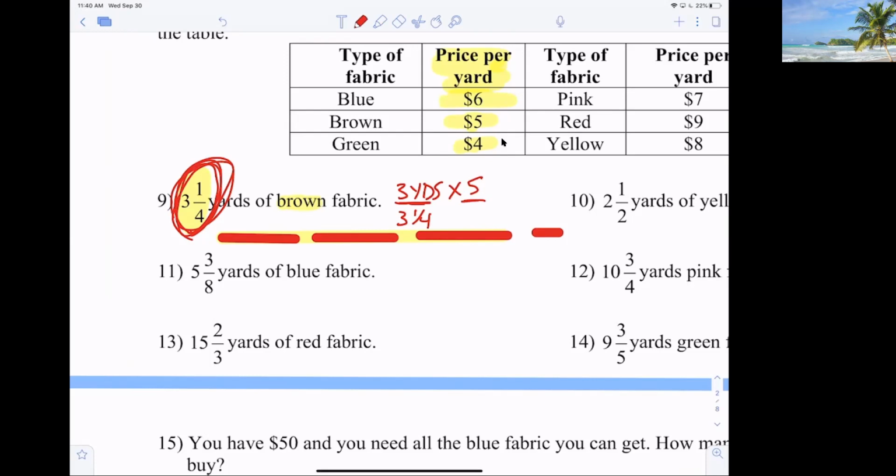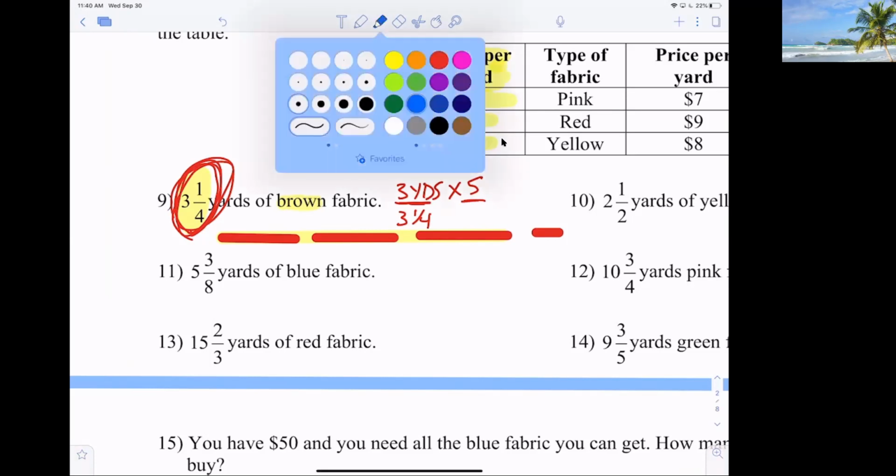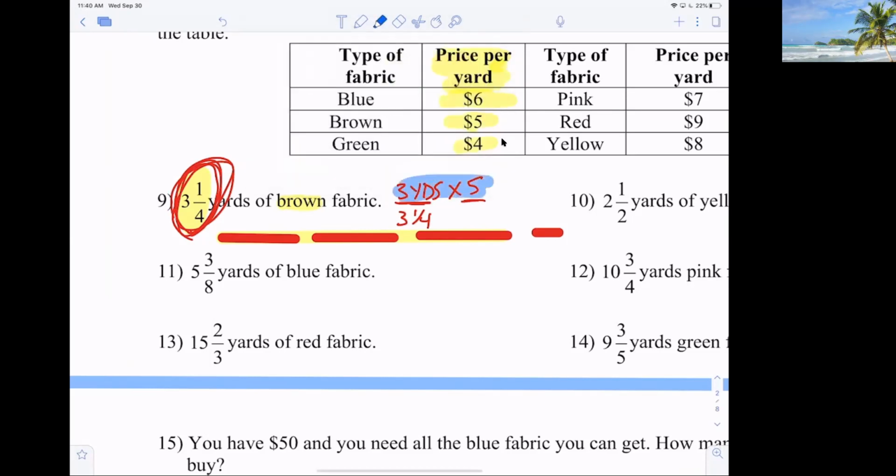Now what I'm trying to show you, listen, don't be frustrated. This is what everybody struggles with. I'm trying to show you how you relate one to the other. You just told me a few minutes ago that if I bought 3 yards, it's just 3 times 5. So there's no difference now. It just looks different because it's a fraction. But what do I do with the 3 1/4 and the 5? You still multiply. That is correct.